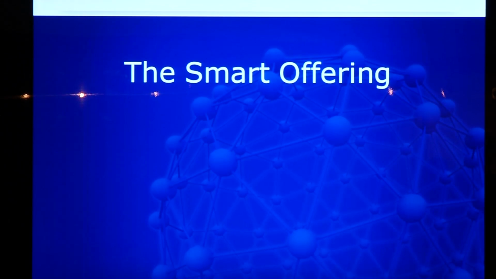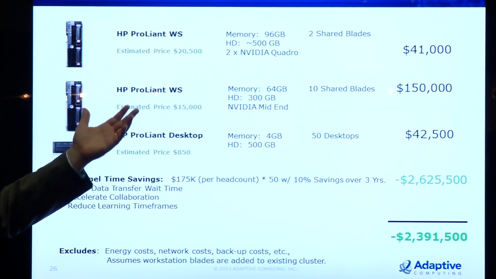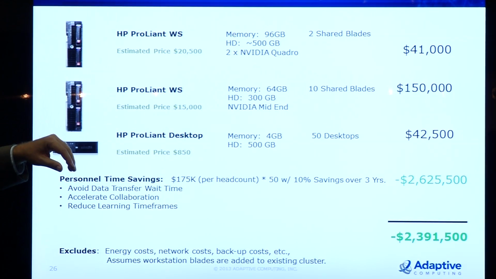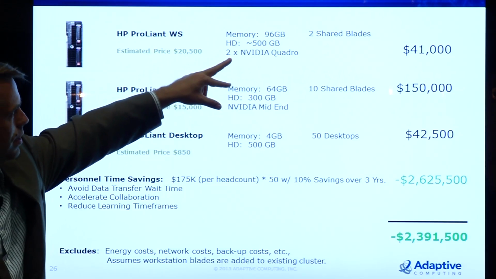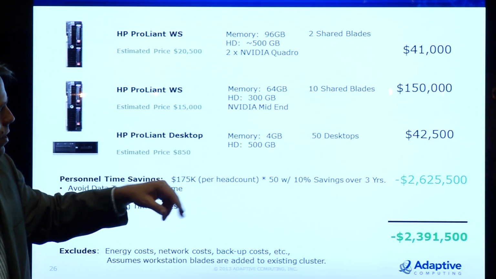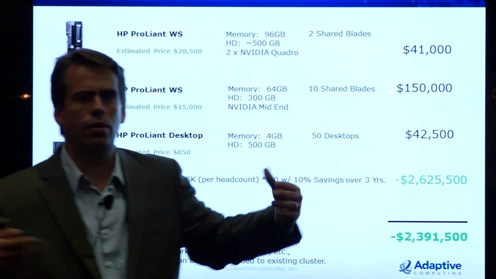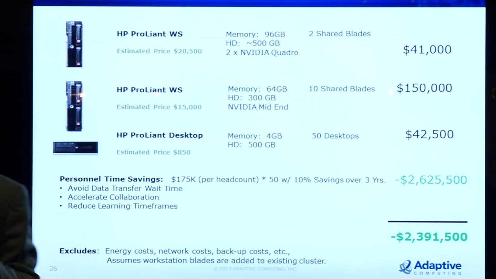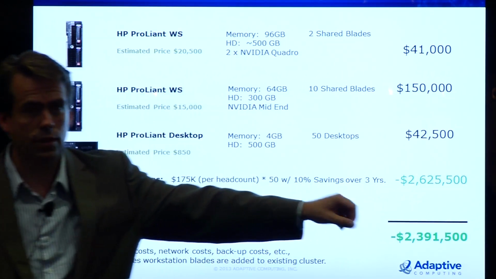This is the suggestion. Don't do it that way. Create a Viz cluster. And here I just used HP as the manufacturer. Certainly you could do this with any other manufacturer, but with the 4-to-1, I'm buying 2 of those blades, 10 of those blades. If you look at my total hardware, I did $200,000 instead of $400,000, but that is not why you buy it. You don't buy it because of the hardware. You buy it because of the personnel savings.